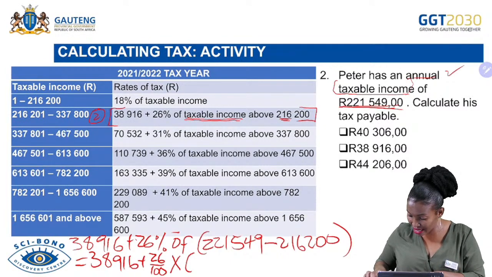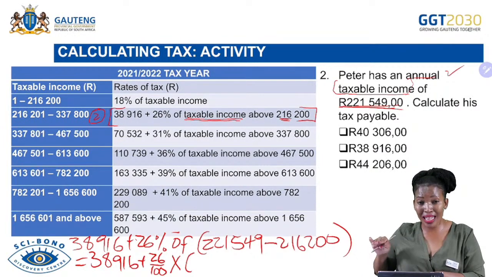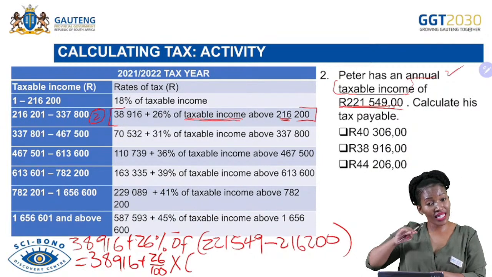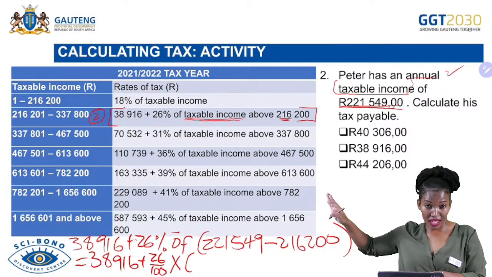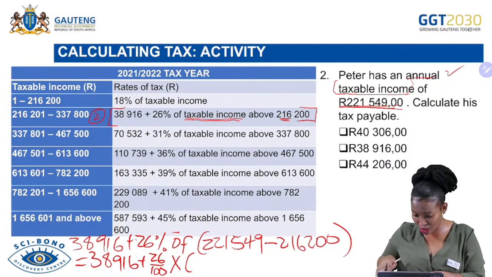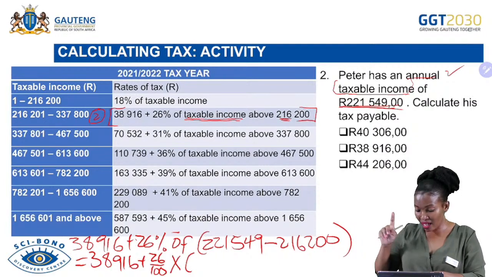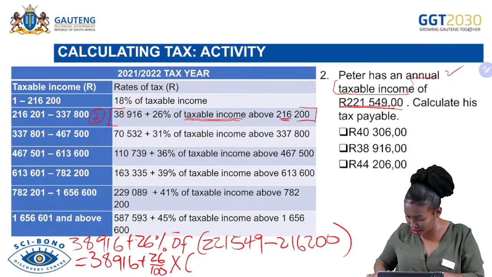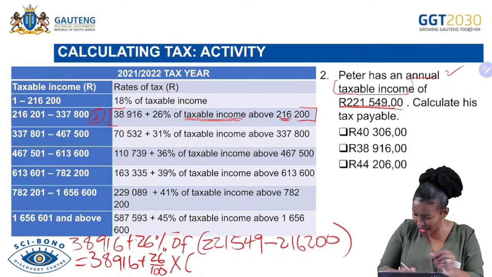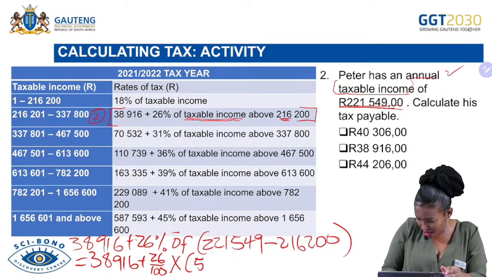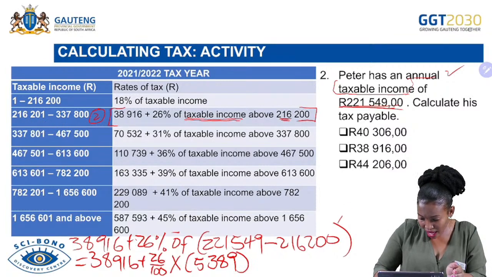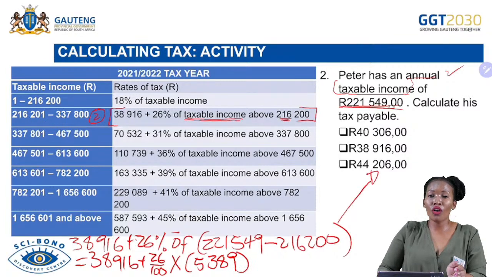221,549 minus 216,200. I hope you guys are working it out there, because I know in your classes, either you are busy with taxation now or you are done with it. So you guys are going to be the masters of this section. And I'm getting 5,349. Girls and boys, here we use the concept of BODMAS.